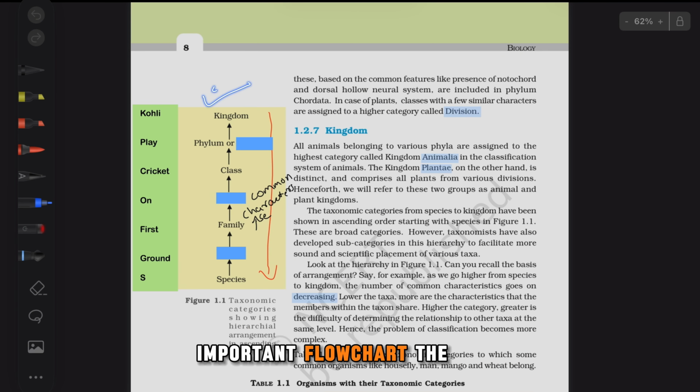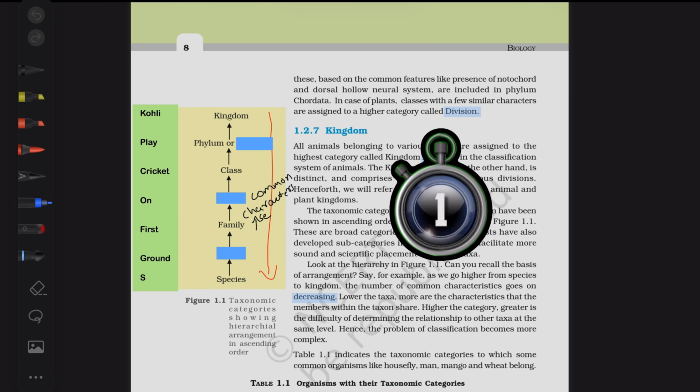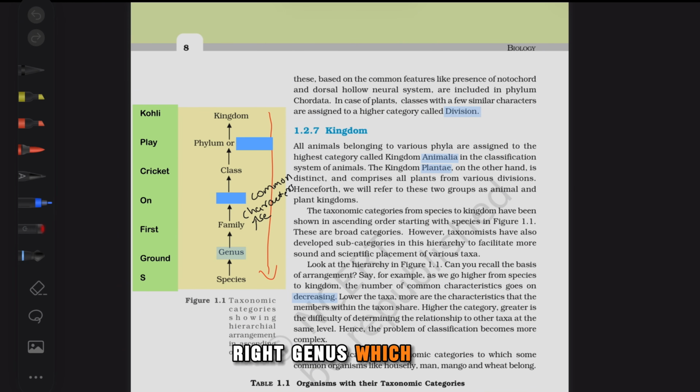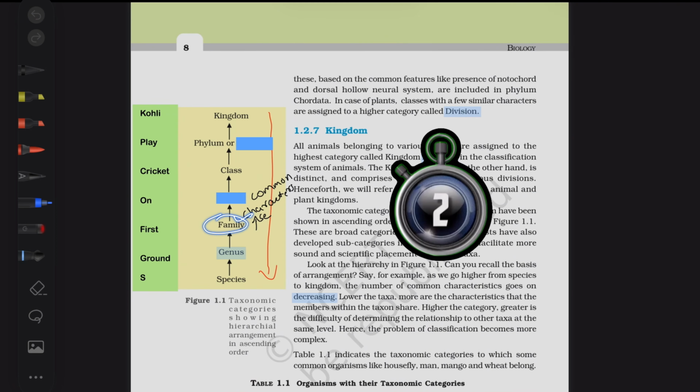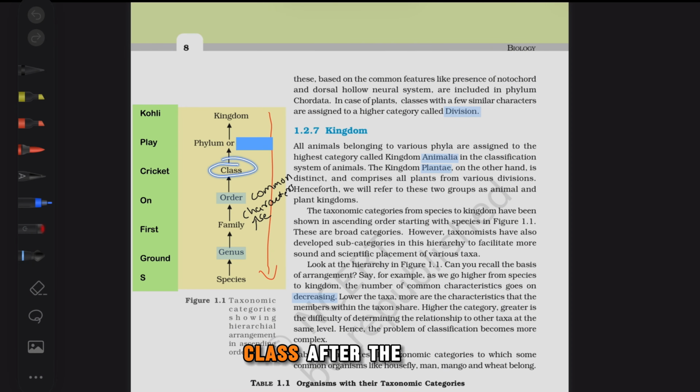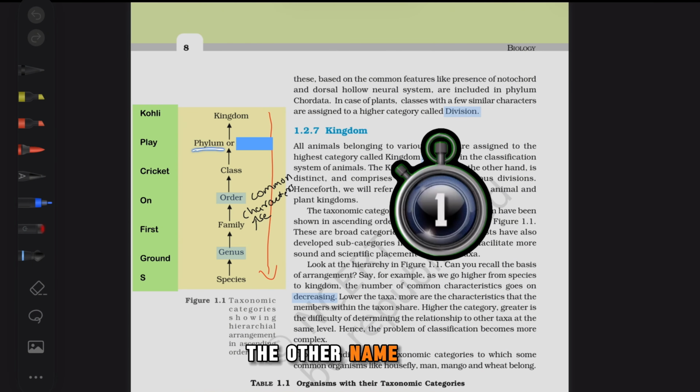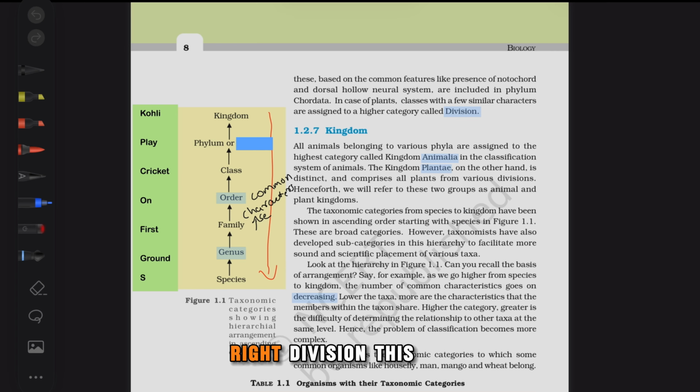This is the important flowchart. Which is the higher class after the species? Genus. Which is the higher class after the family? Order. Which is the higher class after the class? Order. The other name for phylum is division. This is one of the important flowcharts from this chapter.